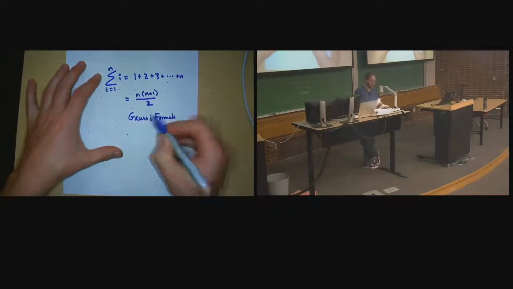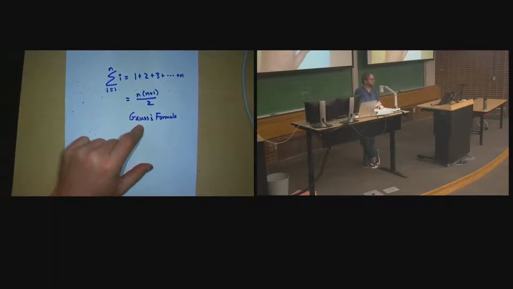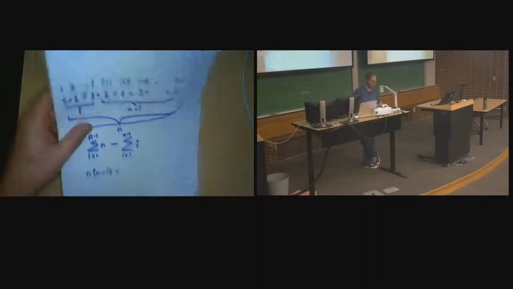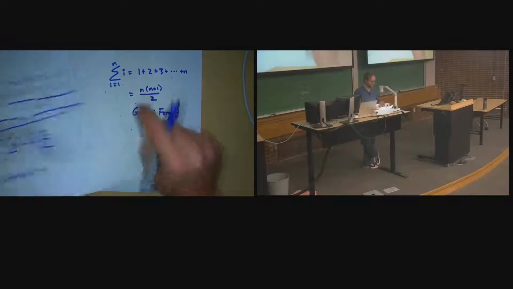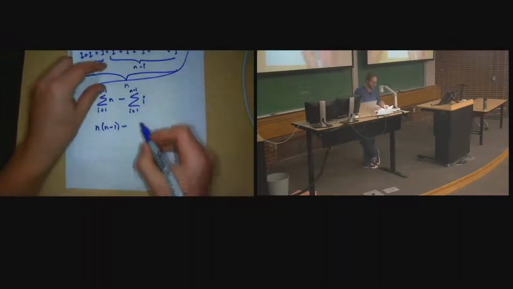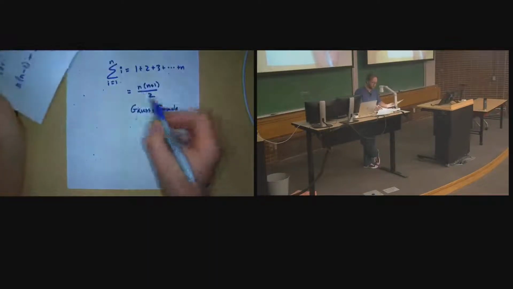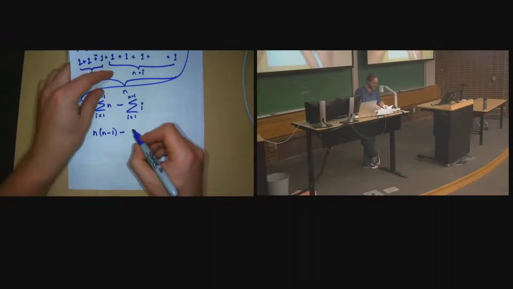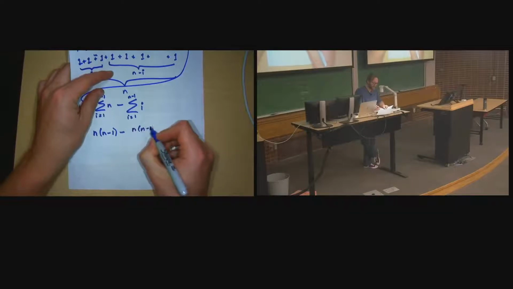Right? Where have you heard Gauss before? Gaussian distribution, a normal distribution, Gaussian elimination, Gauss-Jordan elimination, et cetera. So we can use Gauss's formula on this. Instead of n, it's going up to n minus 1. So this would end up being n minus 1 times n minus 1 plus 1. So that cancels out, and it's going to be n times n minus 1 all over 2.